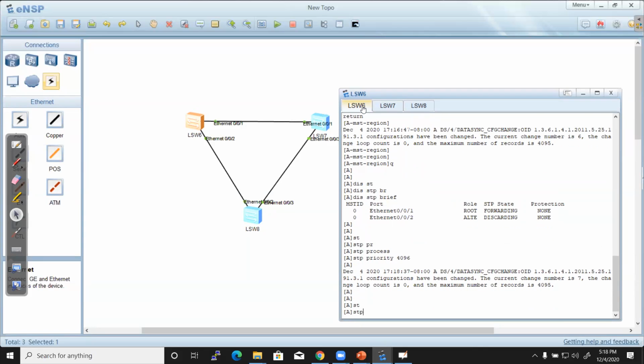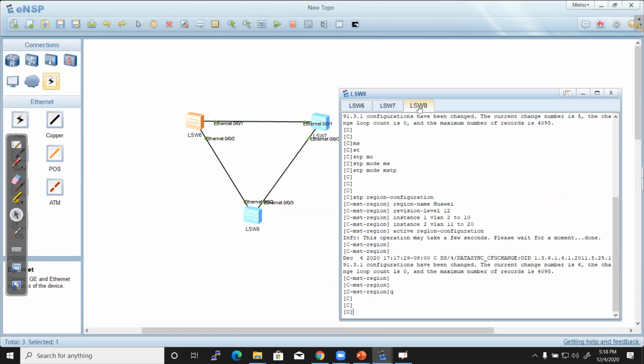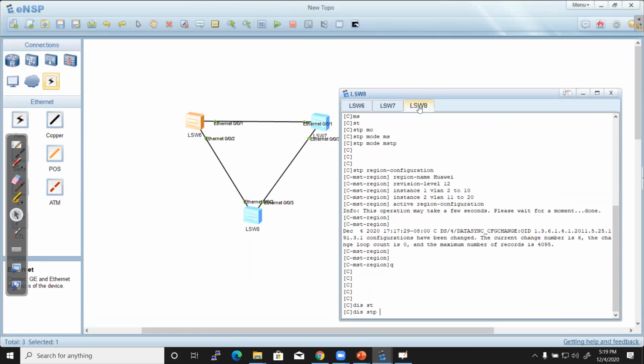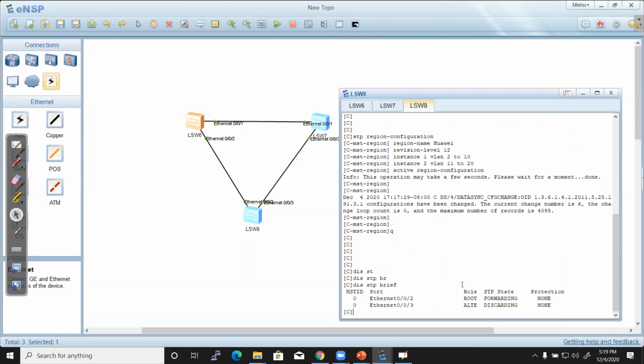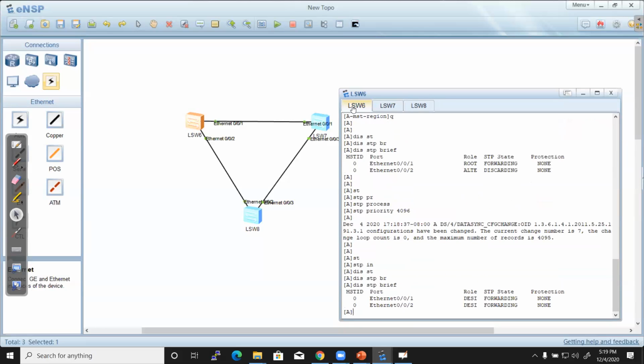So I will call STP instance. Let me show, this port number 3 should be in the block state. Display STP brief. Yes, you can now see this port in the block state, and this switch will be the root bridge. Display STP brief: both ports are designated ports, which means this switch has been selected as the root bridge. So we have achieved the same results.